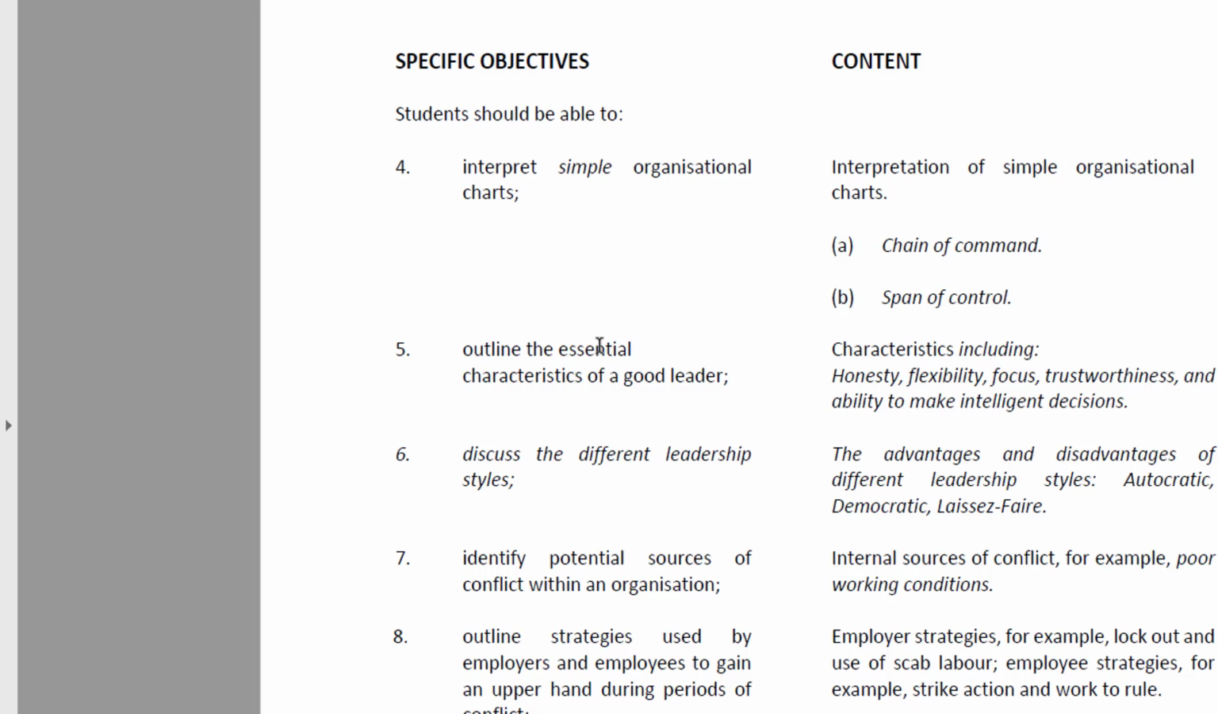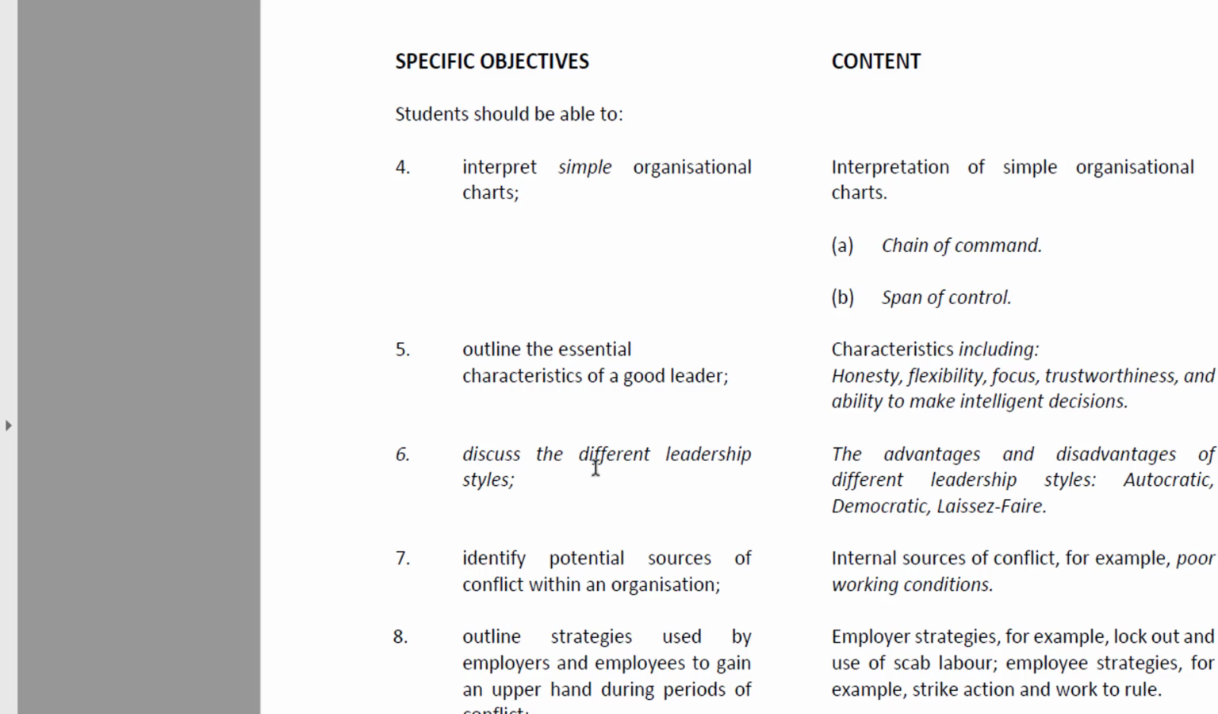So let's just jump right into objective 5 and 6. Objective 5, outline the essential characteristics of a good leader. And objective 6, discuss the different leadership styles. So objective 5, characteristics of a good leader, includes honesty, flexibility, focus, trustworthiness, and ability to make intelligent decisions. All of these are pretty much self-explanatory.